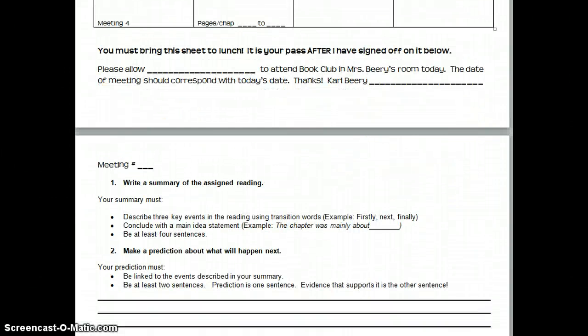Now, if you scroll down, you'll see that I have written, you must have this sheet at lunch. So you need to have this sheet printed off. I can give you a hard copy if needed, and it needs to be folded into your book. That's the easiest way to not lose this sheet. You will put your name, and I will sign it here, and I will date it each time you meet. So on that particular day or the day before, just give it to me and I'll date it. This is your pass. You don't have to ask me for a pass anymore. This will be your actual pass. So make sure you bring it to the lunch period.